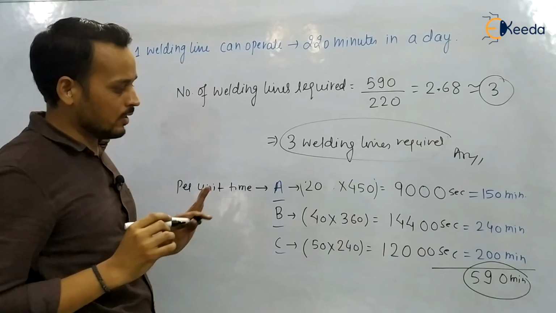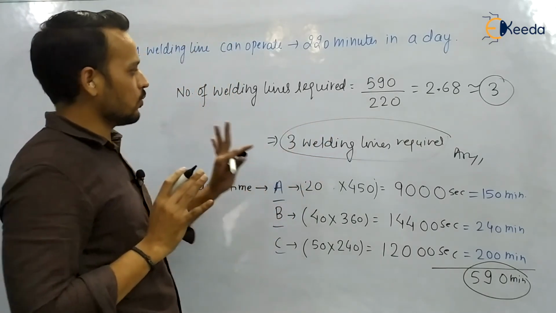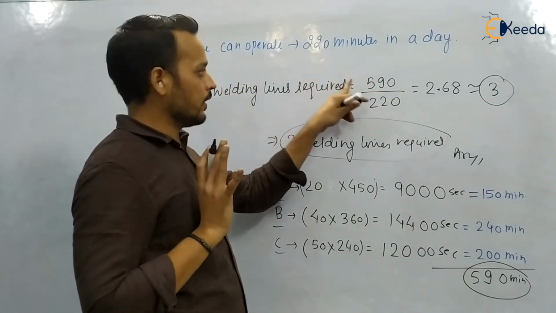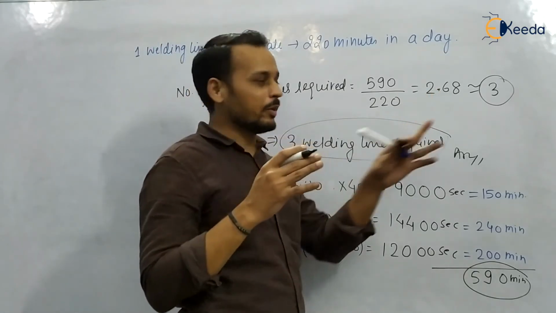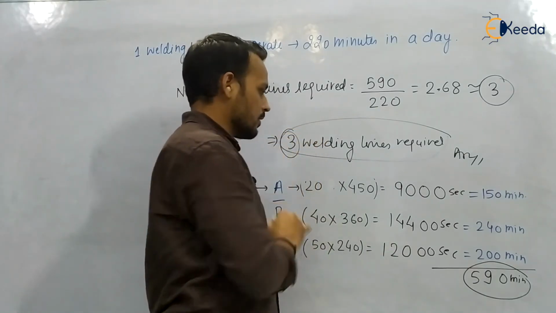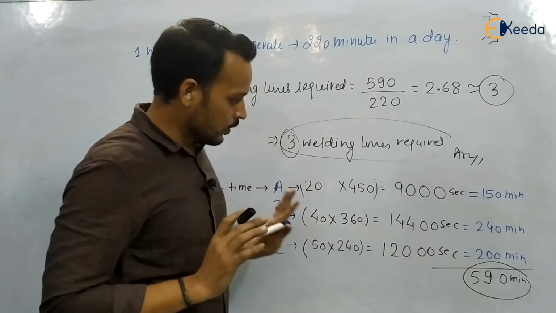So it is a very simple question, just like the unitary method. The number of welding lines required is the total time divided by the time in a single day, 590 upon 220, which is 2.68, meaning approximately 3 welding lines will be required. So 3 is the final answer. This was an ESE previous year question, so you can solve it, very simple one.